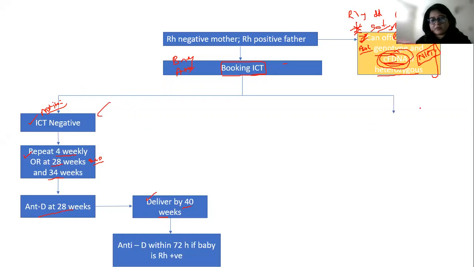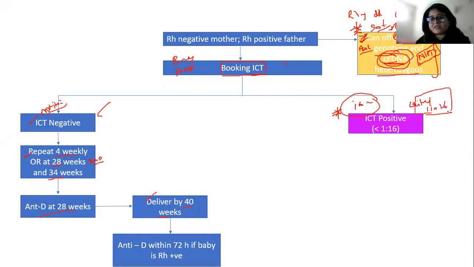The other problem which can happen is if the mother is ICT positive. This is what we are worried about. That means she is now isoimmunized. So we see the titer. The critical titer is 1 in 16. Less than 1 in 16 is not significant. We know she's isoimmunized, but the antibodies are not enough to cause fetal anemia. That is the meaning of less than 1 in 16.